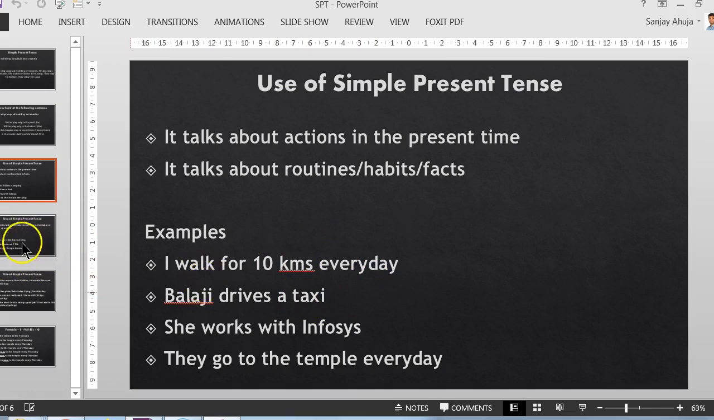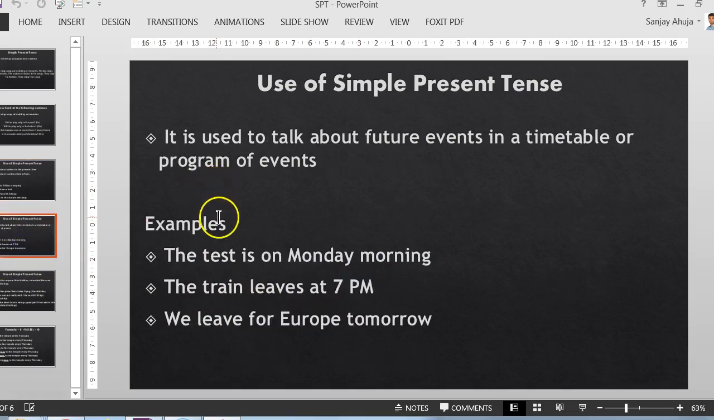Let's move on. It is also used to talk about future events in a timetable or program of events. For example, the test is on Monday morning. The train leaves at 7 p.m. We leave for Europe tomorrow. So these are all events which are going to happen in the future as per a timetable or a program.